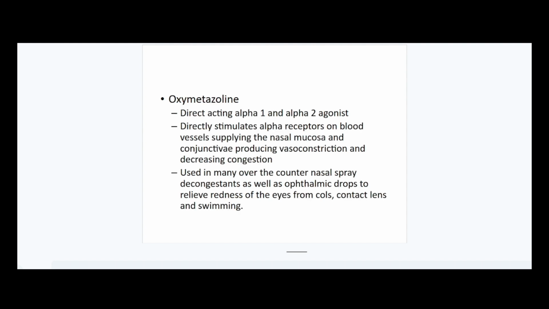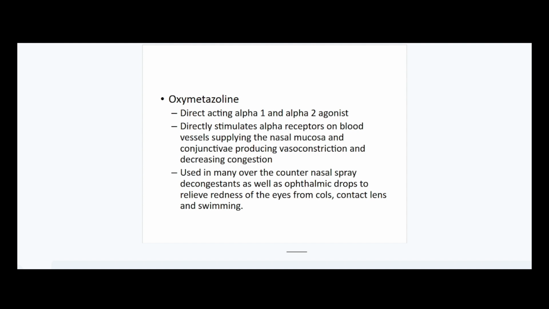We have oxymetazoline, which is a directly acting alpha 1 and alpha 2 agonist. So we are looking at all the adrenergic agonists in particular, right? They can be used as nasal spray decongestants because what this does, as is written here, is decrease the congestion.